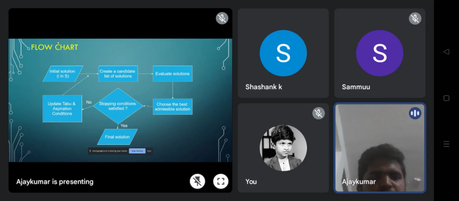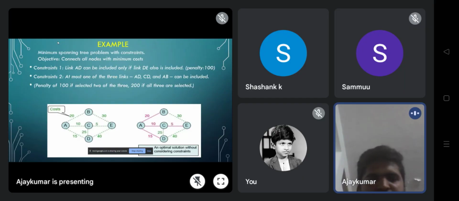This is the flowchart of the Tabu search algorithm. As I said, first we initialize the solution to I, then create the list of candidate solutions using the current solution. Then we evaluate those solutions and choose the one best admissible solution from the candidate solutions. If the stopping condition is satisfied, we proceed to the final solution and output that solution. Otherwise, we update the Tabu list with the current solution and update the aspiration conditions. Let's understand the algorithm with an example.